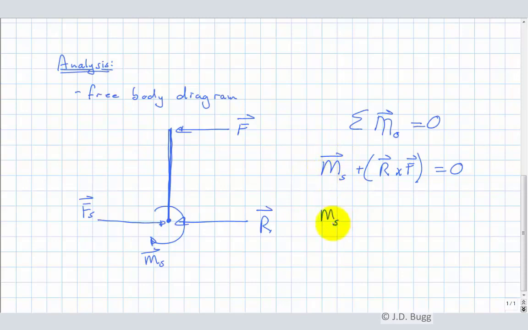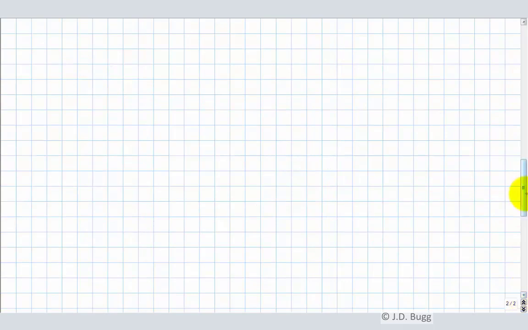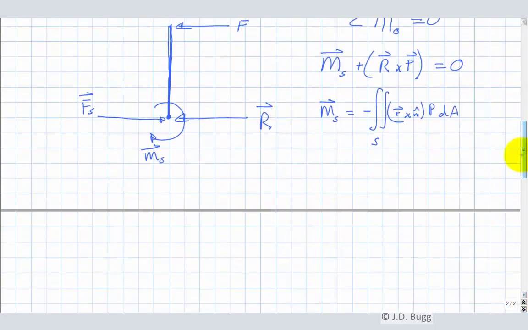So let's spend our time now figuring out what this moment is. And this is where the fluid statics that we've been taking comes in. We have an equation for this moment. It's the integral over the surface of R cross N P dA. This is always our starting point for calculating the moment due to a fluid on a submerged surface. So the approach we're going to take is we're going to look at everything inside of this integral and figure out what it is. So I'm going to start that over here.